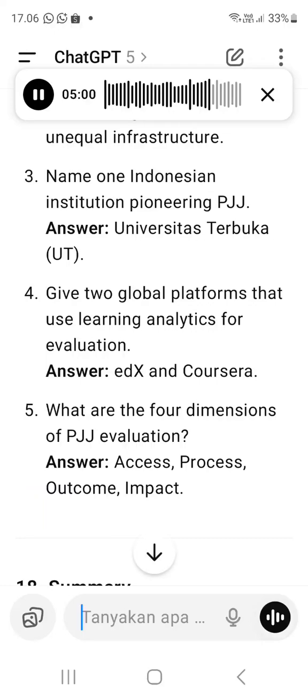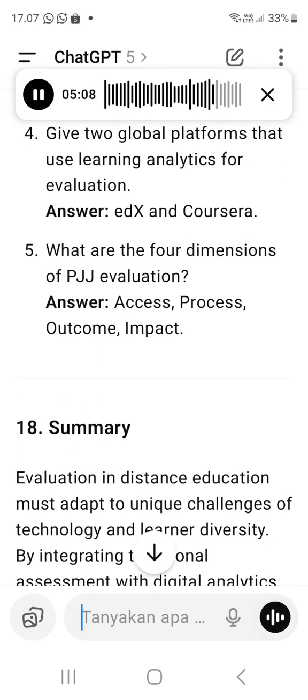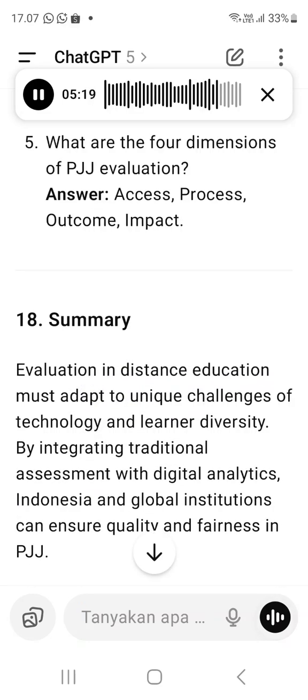3. Name one Indonesian institution pioneering PJJ. Answer: Universitas Terbuka. 4. Give 2 global platforms that use learning analytics for evaluation. Answer: edX and Coursera. 5. What are the 4 dimensions of PJJ evaluation? Answer: access, process, outcome, impact.